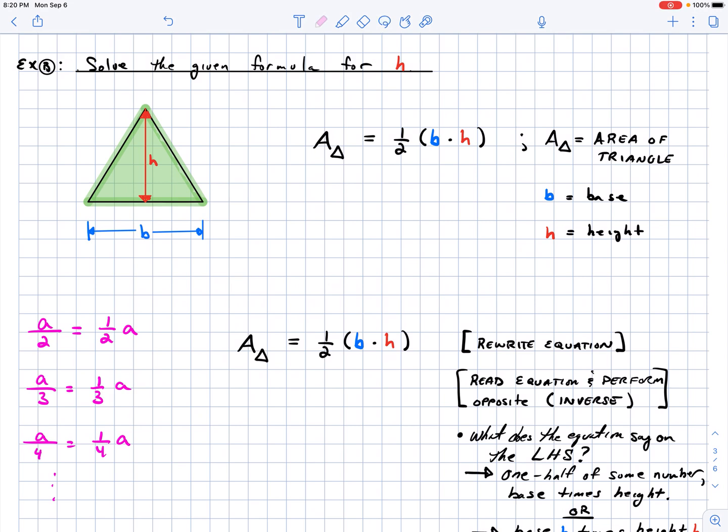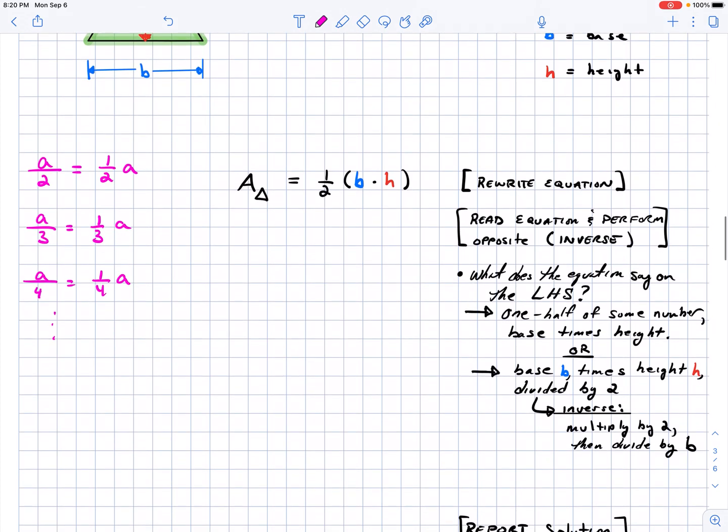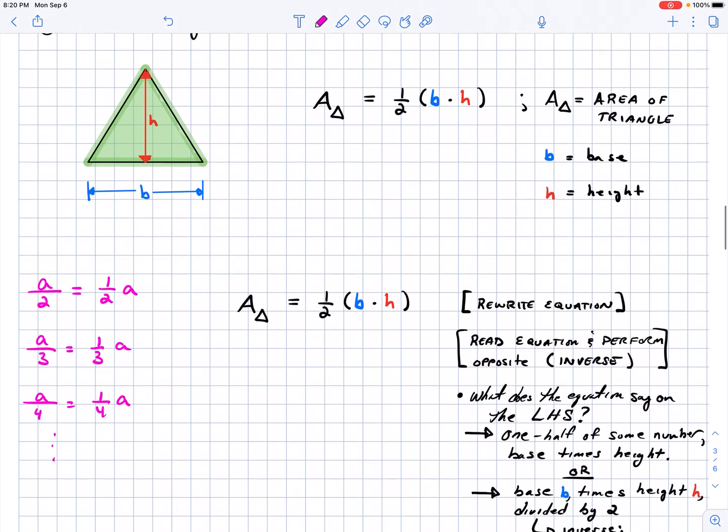Now, what I did was I tried to put it together in some context again, so you know what the h is, and you know what the b is, and you know what that A with the little subscript of a triangle is, which is the area of a triangle. The b is the base, and the height is the h. So, okay, let's work it out. Let's read what it says. It says 1/2 the base times the height.